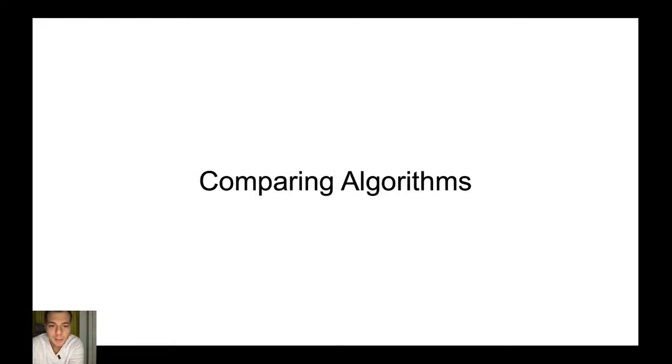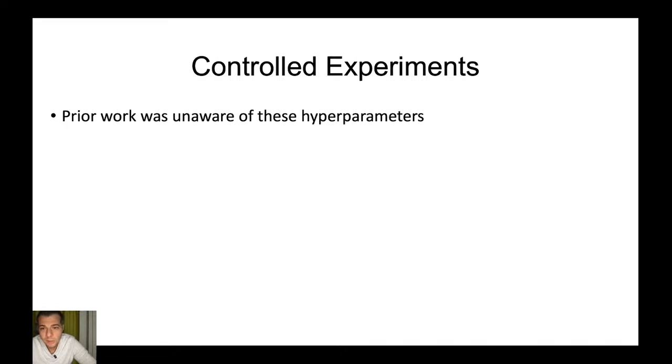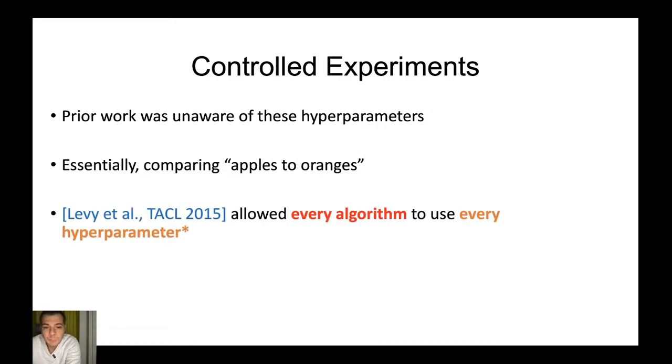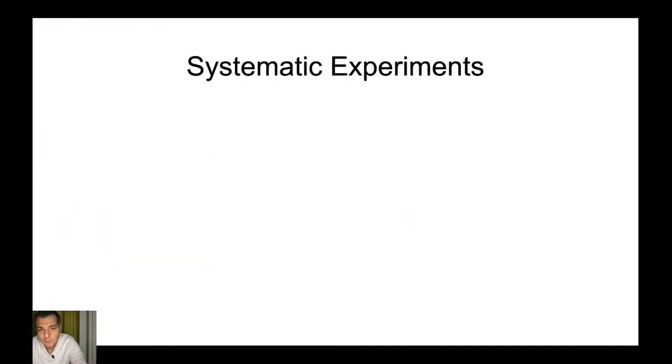Now, after they adapted these hyperparameters, they tried to provide a more comprehensive comparison of the algorithms, and one that is also more fair. They have a set of controlled experiments in which they consider these hyperparameters that seem to have been missed in previous works. The prior works were unaware of these hyperparameters when they conducted the comparisons. Essentially Levy et al. claim that the previous works compared apples to oranges. So in their work, they allowed every algorithm to use every hyperparameter as long as the hyperparameter could be transferred.